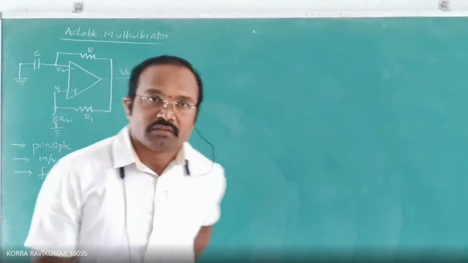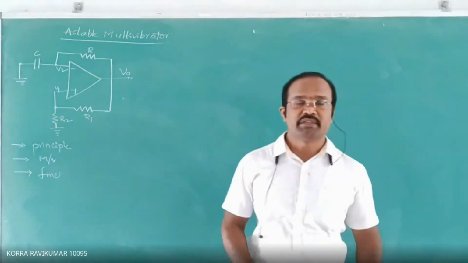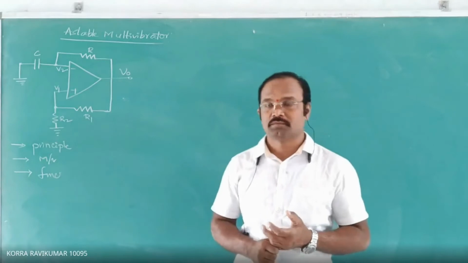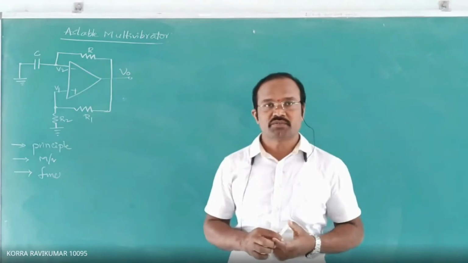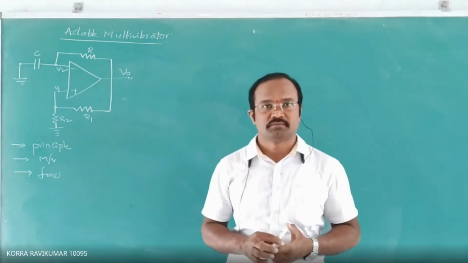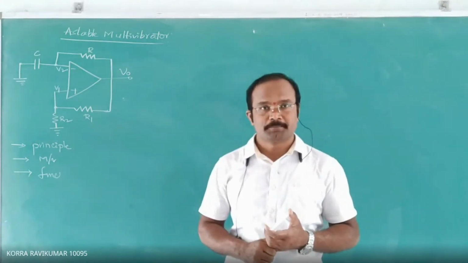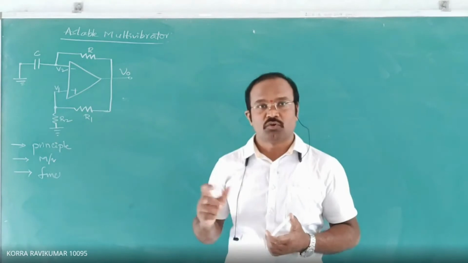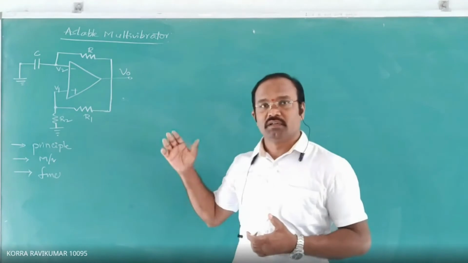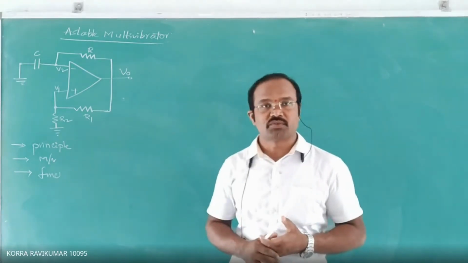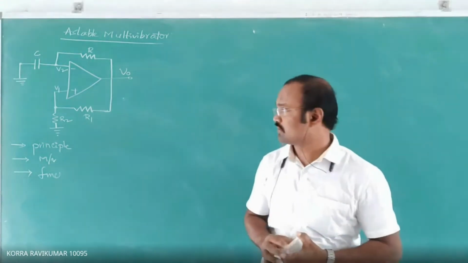The word multivibrator, we know. Multi means many, vibrator means oscillator. What is the definition of a multivibrator? A multivibrator is an electronic circuit whose output waveform oscillates at many frequencies. That is called a multivibrator circuit.